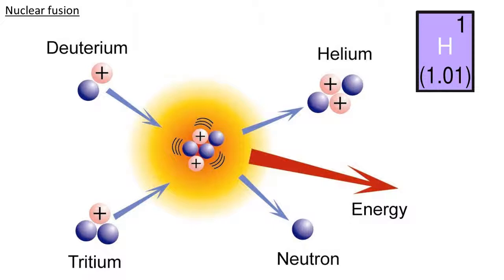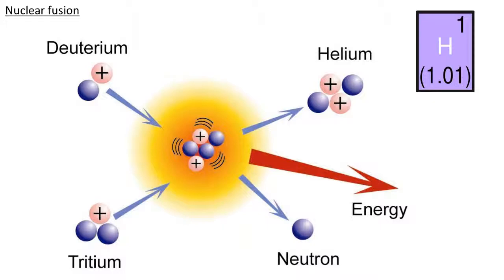You might expect that the helium and the neutron would weigh the same as the deuterium and the tritium, but they don't. Although you've got the same number of subatomic particles, the same number of protons and the same number of neutrons on each side, there is a mass difference. It weighs slightly less. So what's happened is some of this mass has been converted into energy, and that's a good thing for us, because that's the energy in the form of light and heat that helps our planet support life. So some of the mass is converted into energy, so our sun is actually getting lighter and lighter as it burns its fuel up.